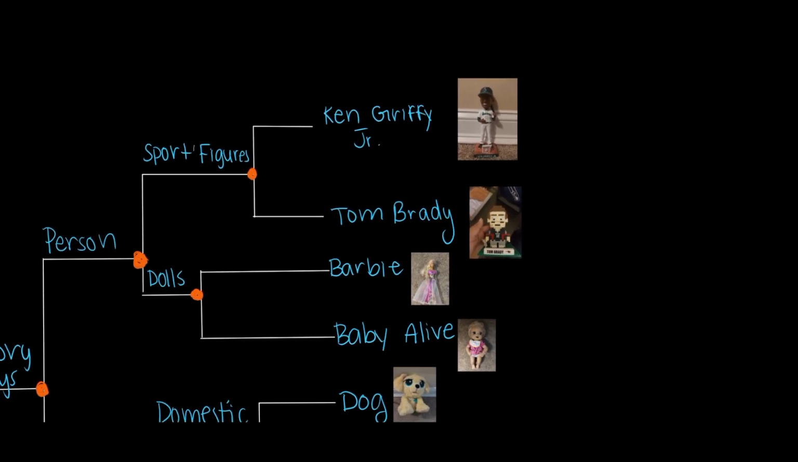A good thing to note is that the shorter horizontal lines represent a more recent common ancestor between the 2 toys. As you can see, there is a more recent common ancestor between the Tom Brady and Ken Griffey Jr. toy than the Barbie and the Baby Alive toy.